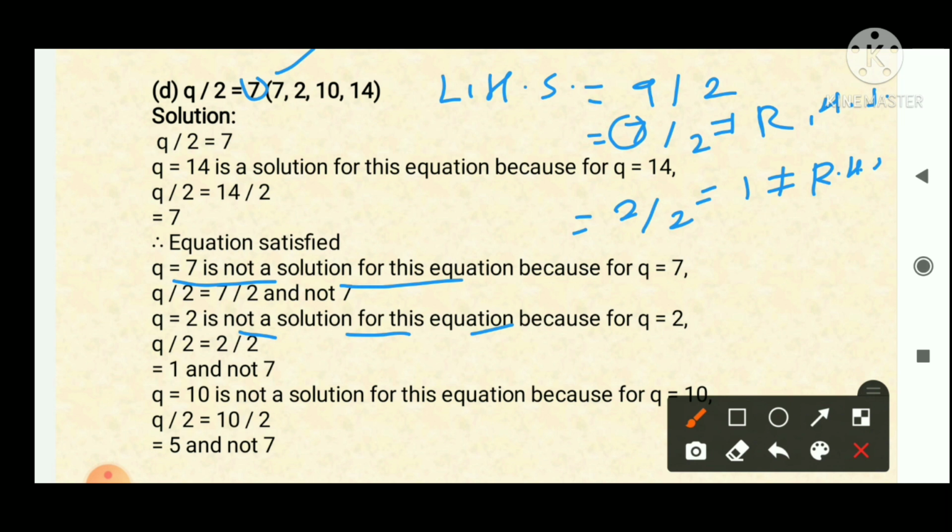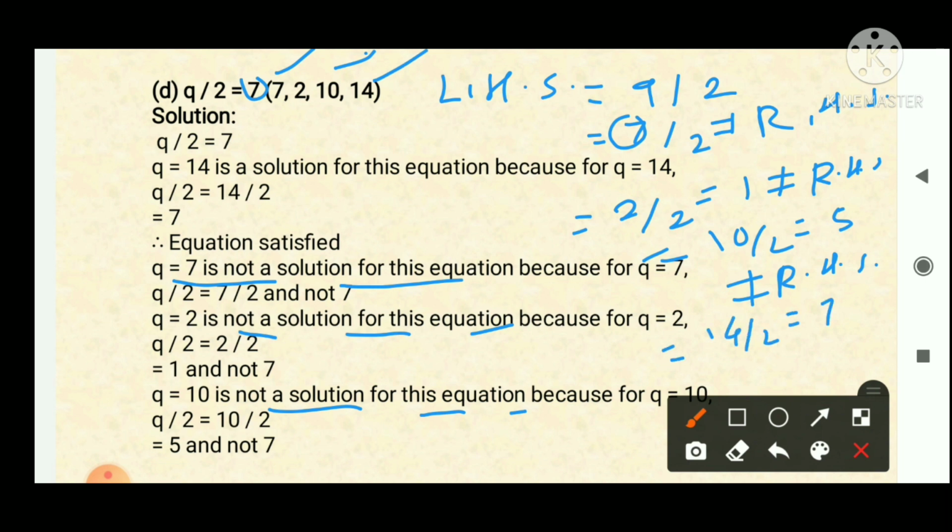Now we will take the value of q is equal to 10. So 10 upon 2 is equal to 5, which is not equal to the right hand side. So q is equal to 10 is also not a solution for this equation. Now we put the value of q is equal to 14. 14 upon 2 is equal to 7, which is equal to the right hand side. So here if we take the value of q is equal to 14, the equation is satisfied. So q is equal to 14 is a solution for this equation. See student, among these four, q is equal to 14 satisfies the equation. So q is equal to 14 is a solution for this equation.